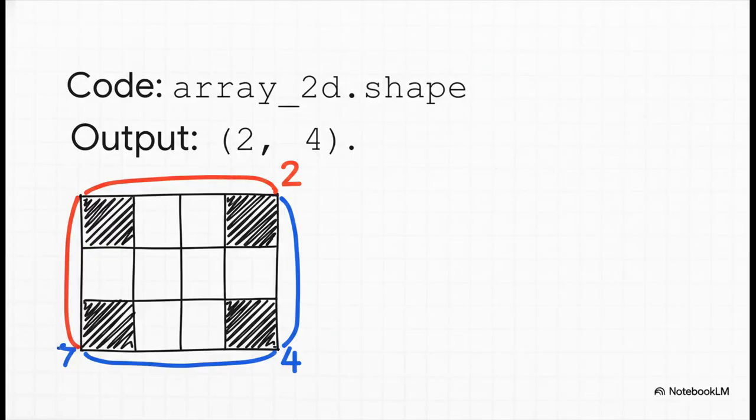This is one of my favorite and most used tools in NumPy, the .shape attribute. It tells you the exact dimensions of your array. And in this case, it gives us 2, 4, which, no surprise, matches the 2 rows and 4 columns we just saw. It's such a quick way to understand the structure of any data you're working with.